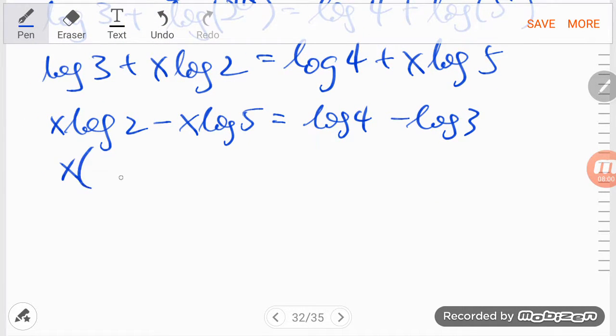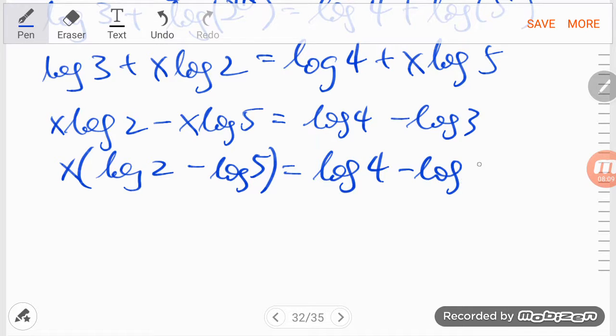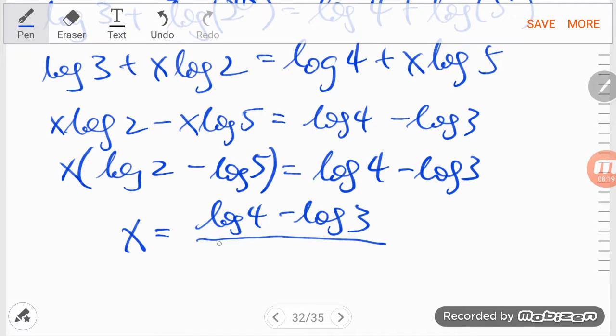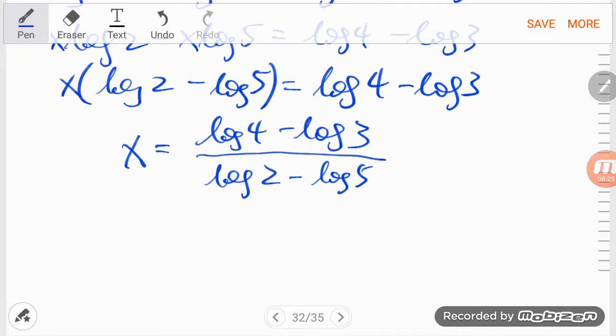And I can factor the x out. I'll have x times (log 2 minus log 5) is equal to log 4 minus log 3. My x is simply log 4 minus log 3, the whole thing divided by log 2 minus log 5. And if I put that in my calculator, my x would be around negative 0.314 approximately. Okay, so that's the end of it.